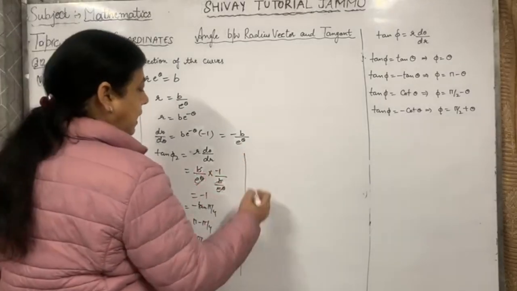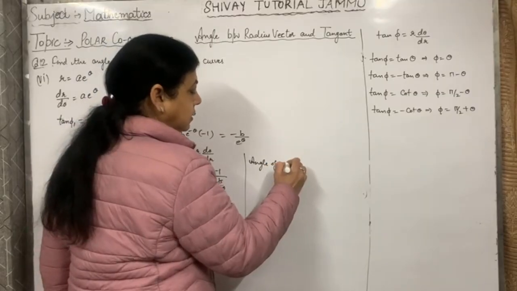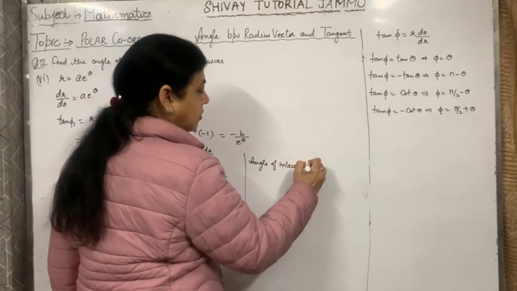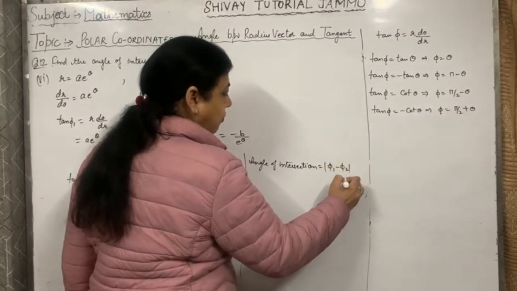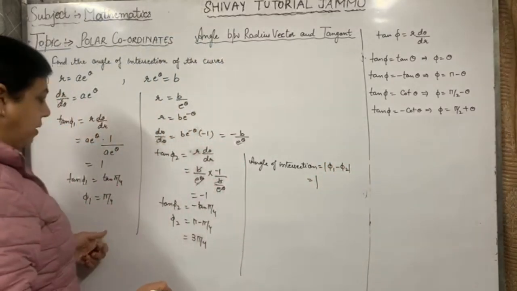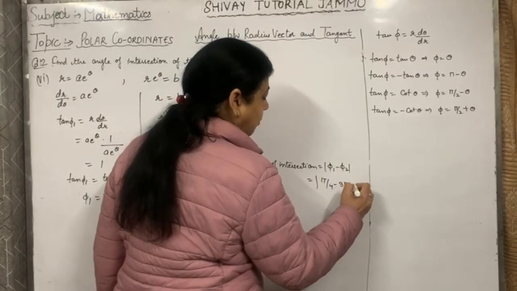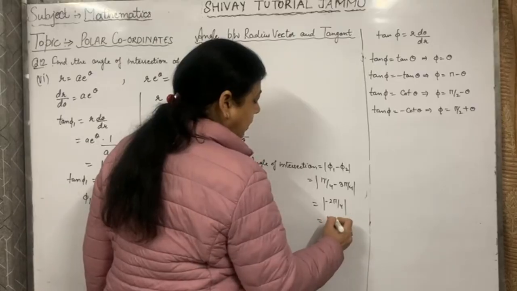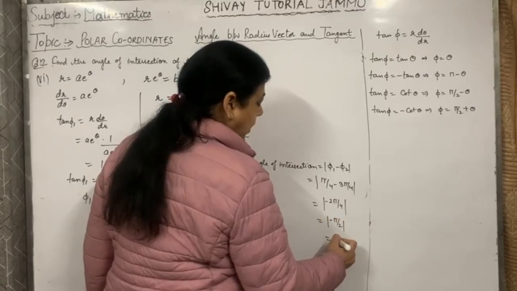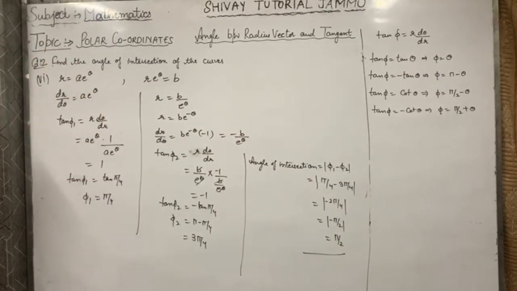Clear? What is the angle between them? Angle of intersection is φ1 minus φ2. What is φ1? π/4 minus 3π/4. That is minus 2π/4, minus π/2, and the angle of intersection is π/2.